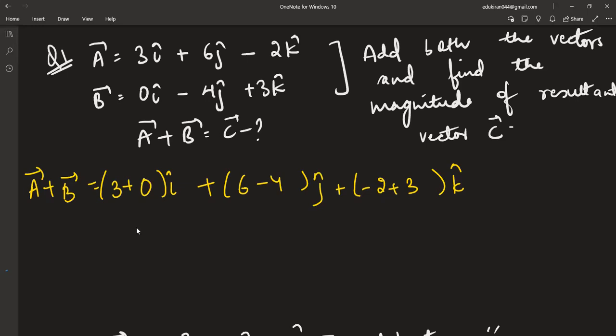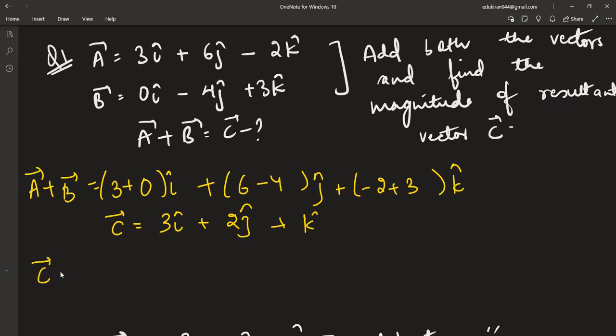Very good. So what is our C vector at the last? We have 3 I cap, this is plus 2 j cap. This is 3 minus 2, that is 1 k cap. Now we have the vector with us. The complete vector is with us. See, if this is the vector, now we have to find its magnitude because this is not the answer to our question, right? Magnitude of resultant of vector C we have to find.